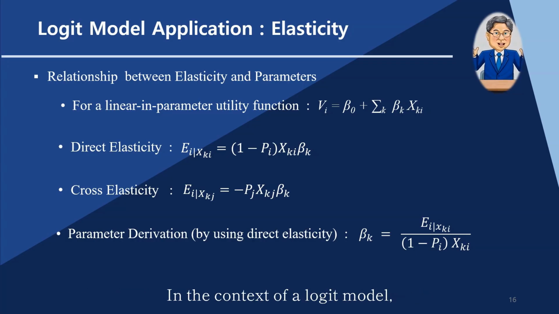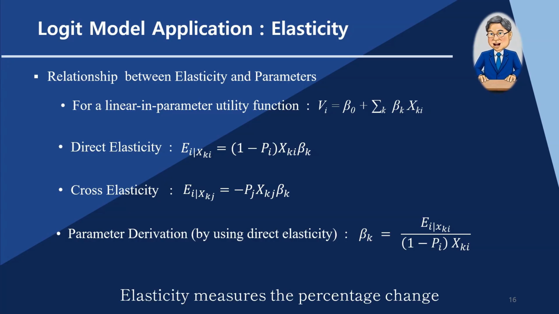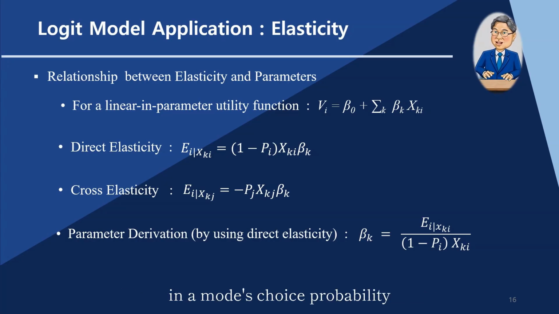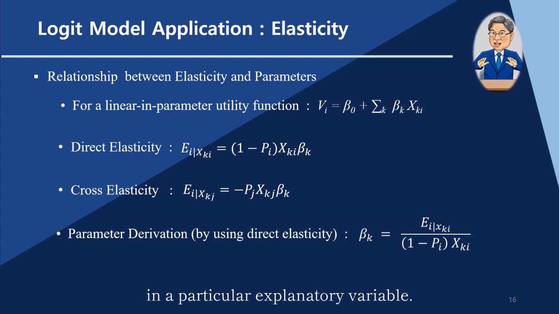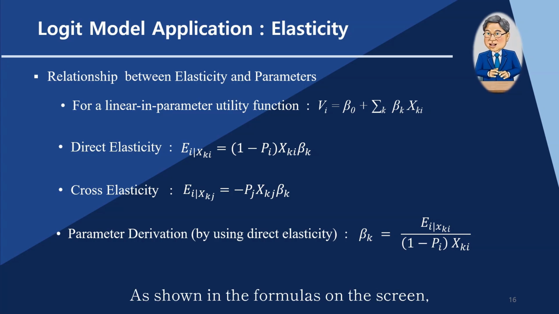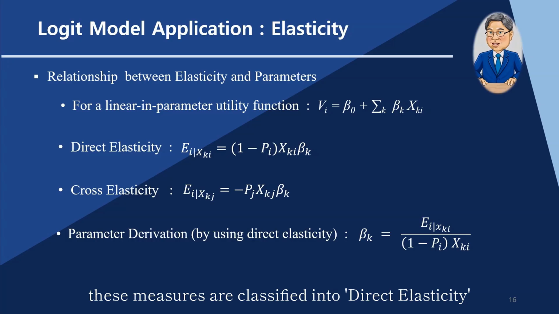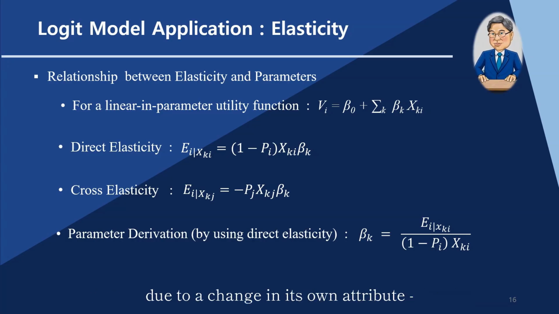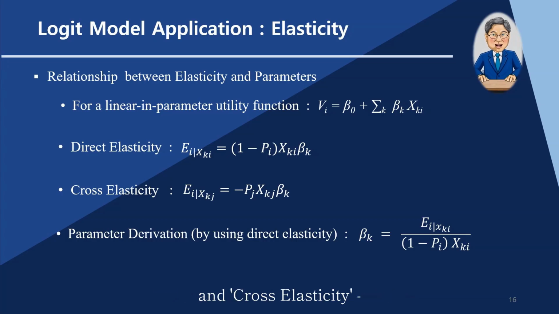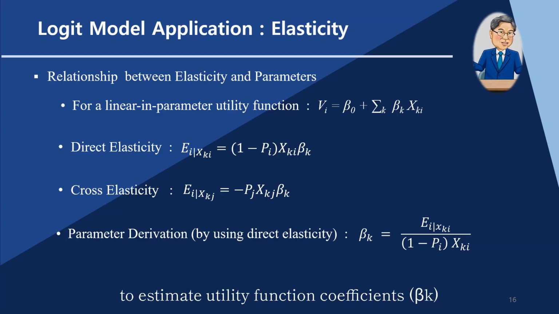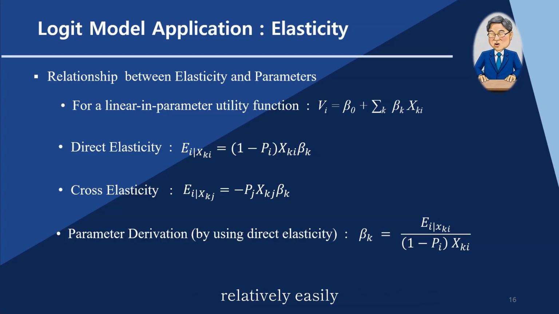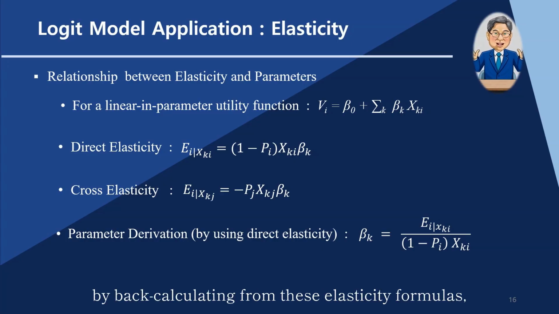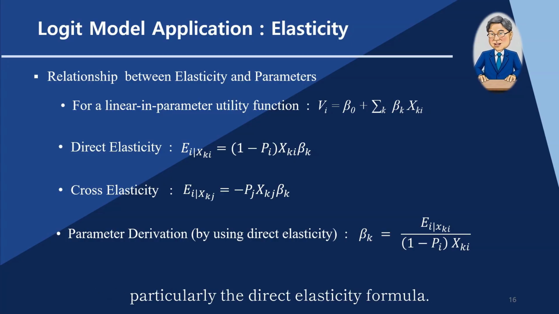In the context of a Logit model, elasticity measures the percentage change in a mode's choice probability resulting from a 1% change in a particular explanatory variable. As shown in the formulas on the screen, these measures are classified into direct elasticity, which represents the change in a mode's probability due to a change in its own attribute, and cross elasticity, which captures the impact of changes in competing modes' attributes. Furthermore, it is possible to estimate utility function coefficients beta k relatively easily by back-calculating from these elasticity formulas, particularly the direct elasticity formula.